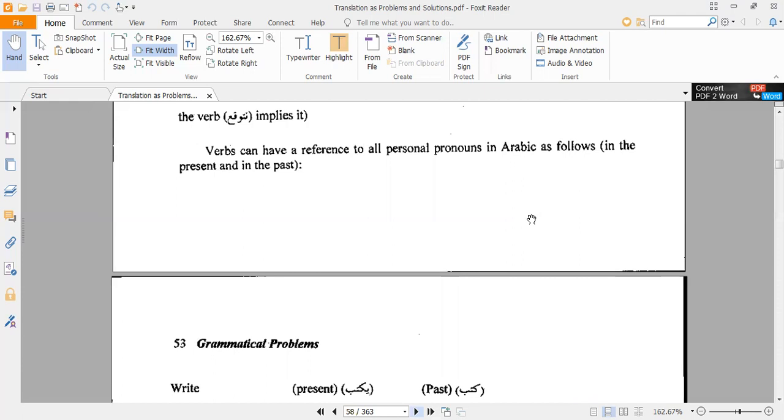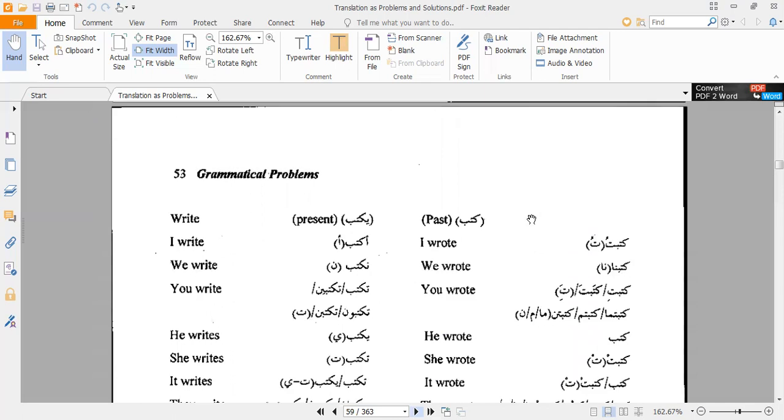So verbs can have a reference to all personal pronouns in Arabic as follows, in the present and in the past. لو أنا جيت I write ممكن أحكي أكتب في المضارع. I wrote كتبت، فأنا هنا التاء اتصلت بالفعل، تاء الفاعل، وتشير إلى الفاعل I. في المضارع أكتب الألف هنا بتشير إلى الفاعل. We write نكتب، فهنا النون تتصل بالفعل وتشير إلى we. We wrote كتبنا، هنا نا المتكلمين تشير إلى الفاعل we.